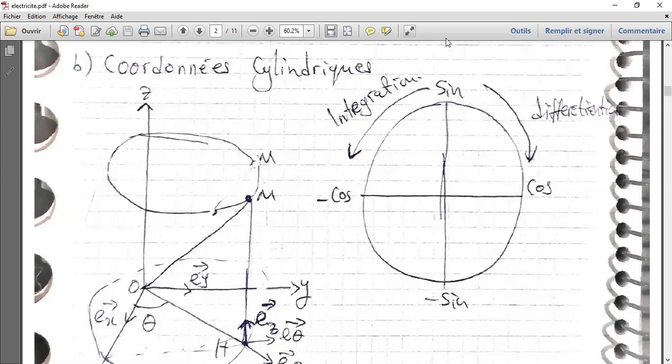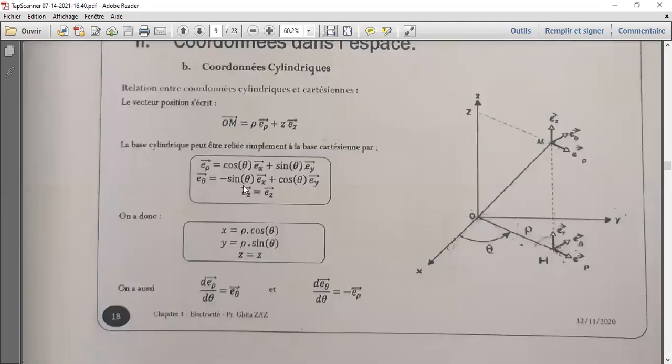So for example, for e theta, we have said that we have to differentiate e rho with respect to theta. That's what we have said. So there's your e rho. E rho is equal to cos theta ex plus sin theta ey.